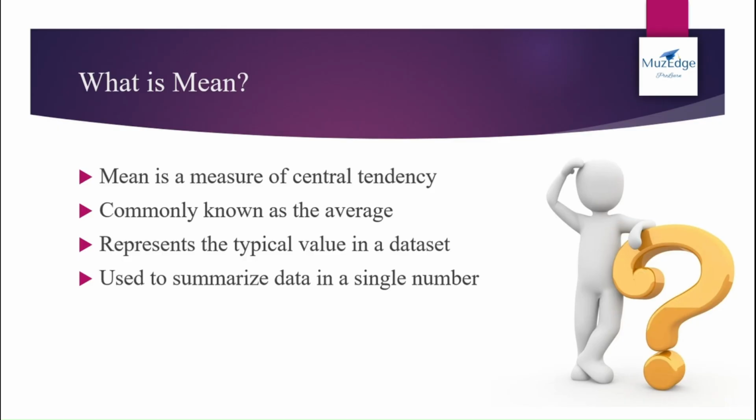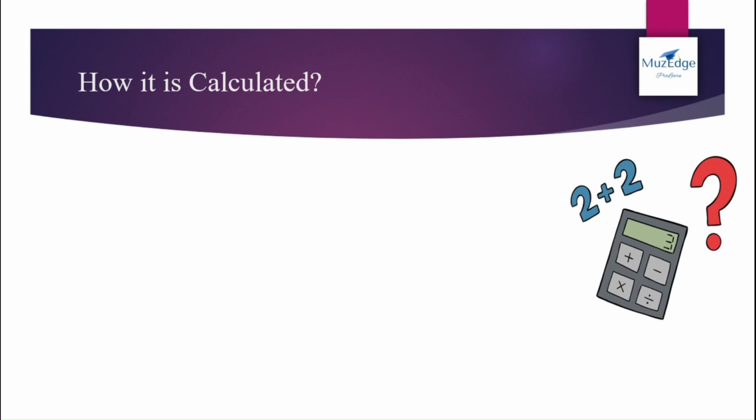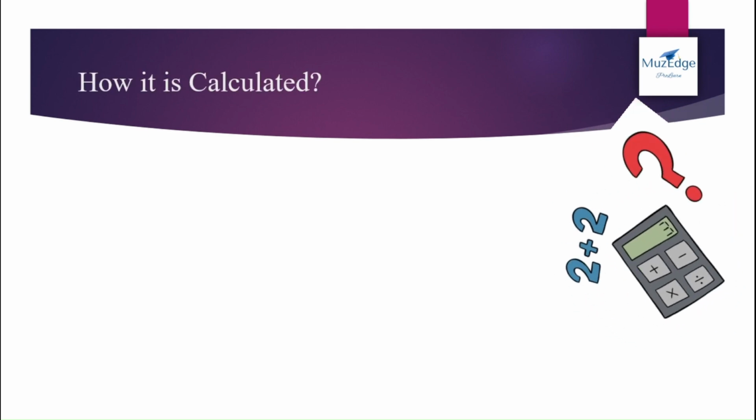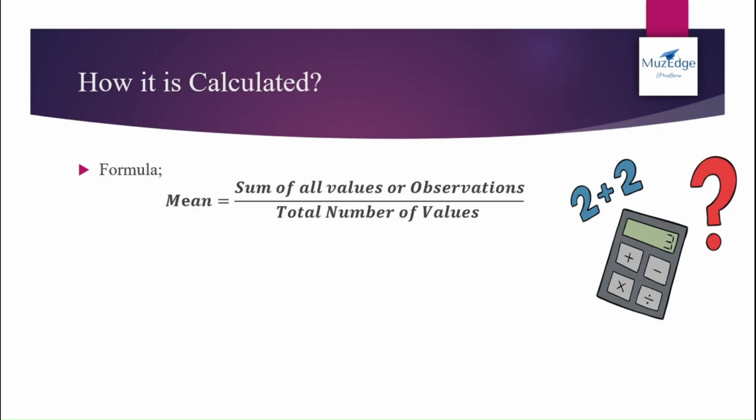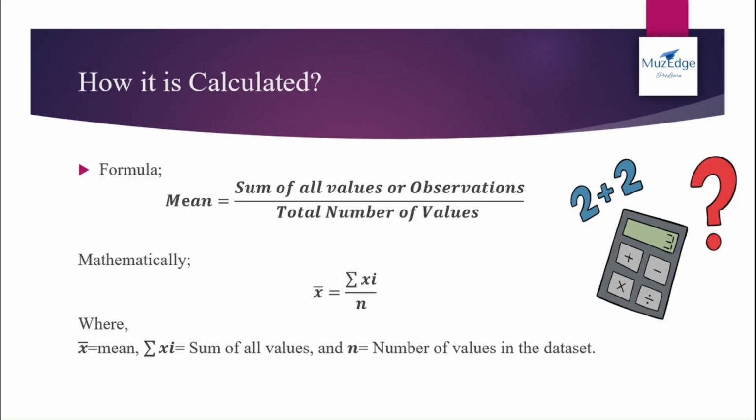The formula to calculate the mean is simple. You add up all the values in the dataset and then divide the total by how many values there are. Mathematically, it's written as mean equals the sum of all data values divided by the number of values. Or, in symbols, mean equals Σx divided by n, where Σx means the sum of all the data points and n is the number of data points.